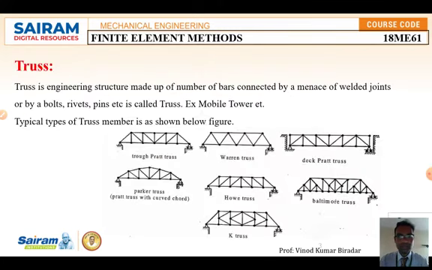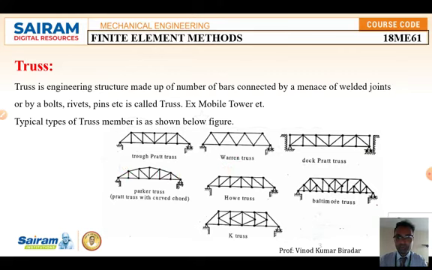So a truss element is nothing but what? It is an engineering structure made up of a number of small bars connected by means of welded joints, or bolts, rivets, pins, etc. That is called a truss element, as shown in this diagram. Many different types of truss element will be there.